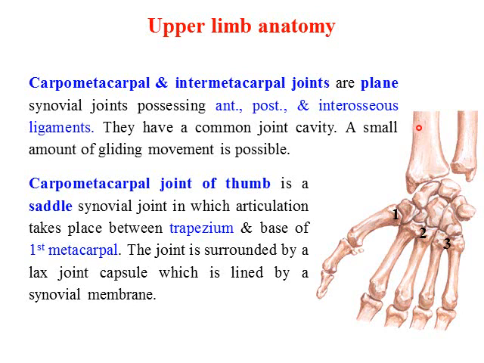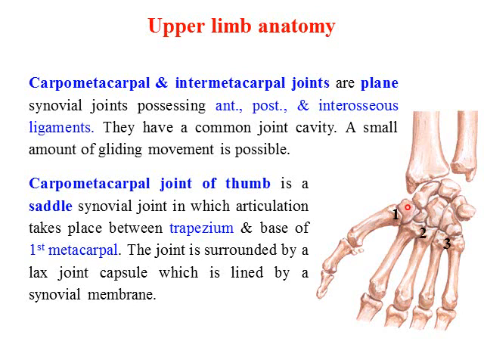The carpometacarpal and intermetacarpal joints also are examples of plain synovial joints which possess anterior, posterior, and interosseous ligaments. They have a common joint cavity and permit a small amount of sliding movement. Carpometacarpal and intermetacarpal joints.